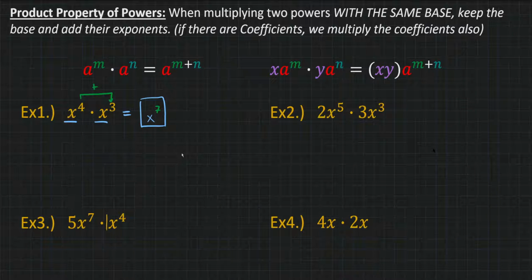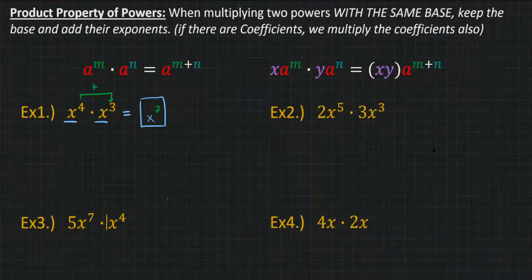See, we're not trying to find out what x is yet. All we're trying to do here is simplify the expression. I don't like having more than one term. It makes things messy. So we're trying to condense them, consolidate them. And the way we do that with the product property is, if they're multiplying and their bases are the same, keep the base, add the exponents.